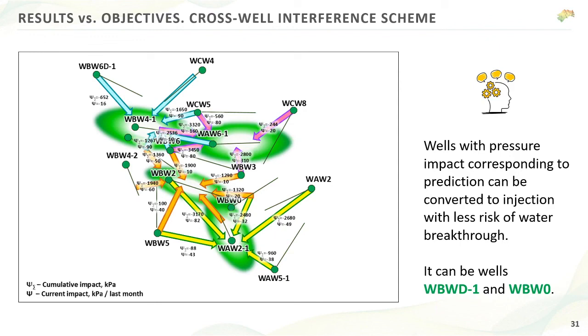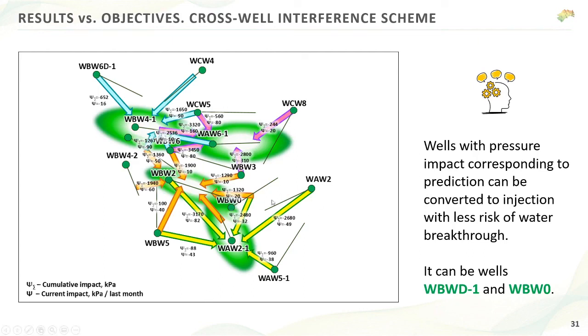Also, we would see some wells with a very low pressure impact, and sometimes it would mean some kind of a baffle between the wells. And again, in this direction, the water flood would not go as efficiently, right? But we can still see a couple of wells on this field which we think are nice candidates to be converted to injection.